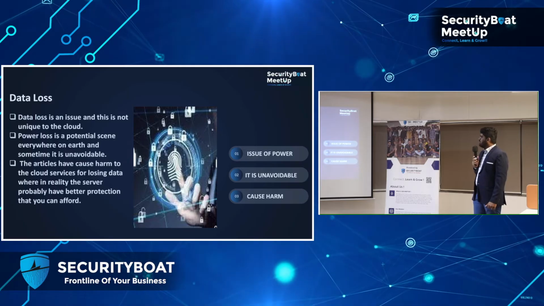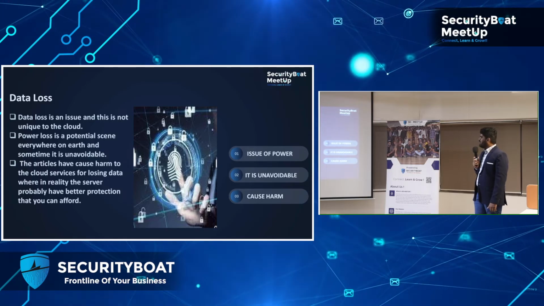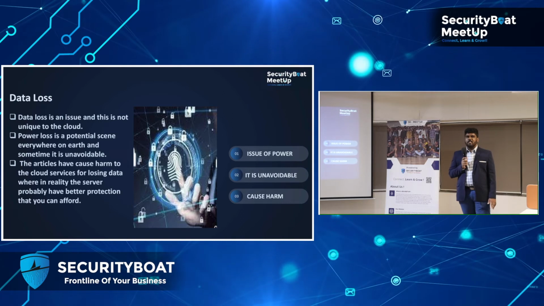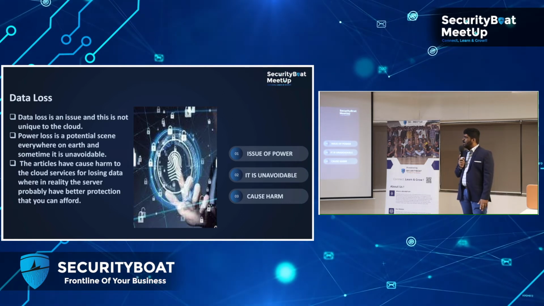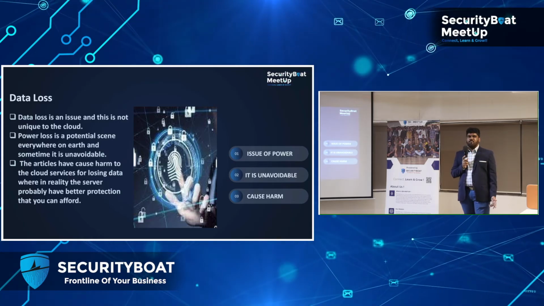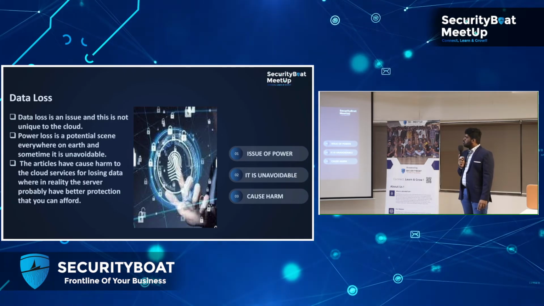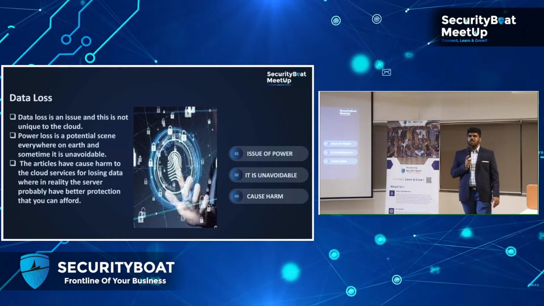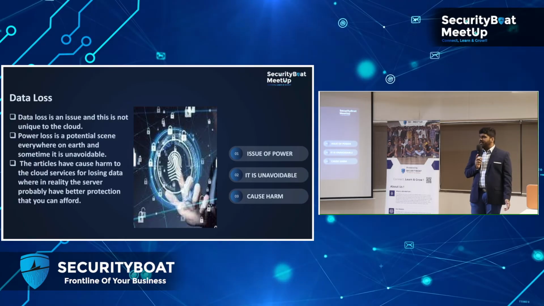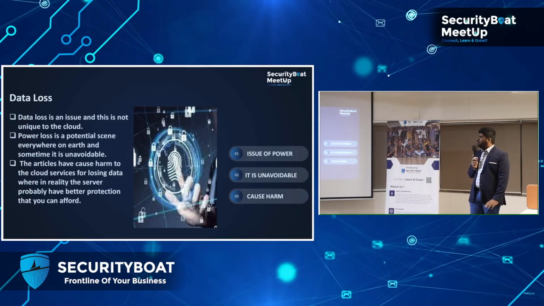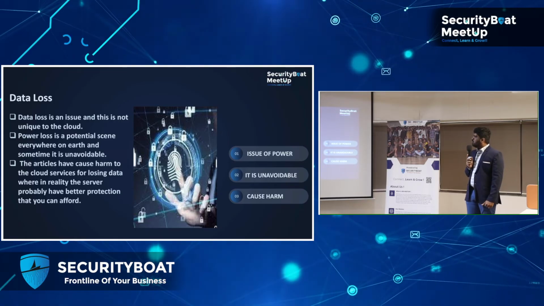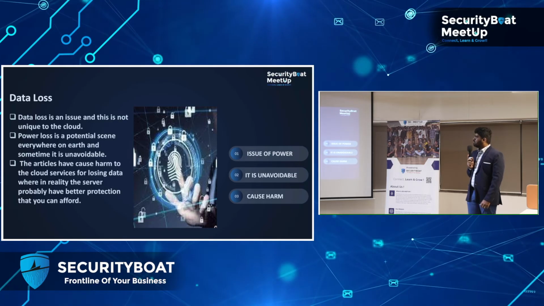Data loss has three main points: issue of power, it is unavoidable, and it causes harm. Data loss is not unique to the cloud. As we all know, power issues are everywhere on earth and can't be avoided. Suppose a customer is doing some work on the cloud and the power goes off, then the data which is in the RAM will get lost. It can never be recovered.